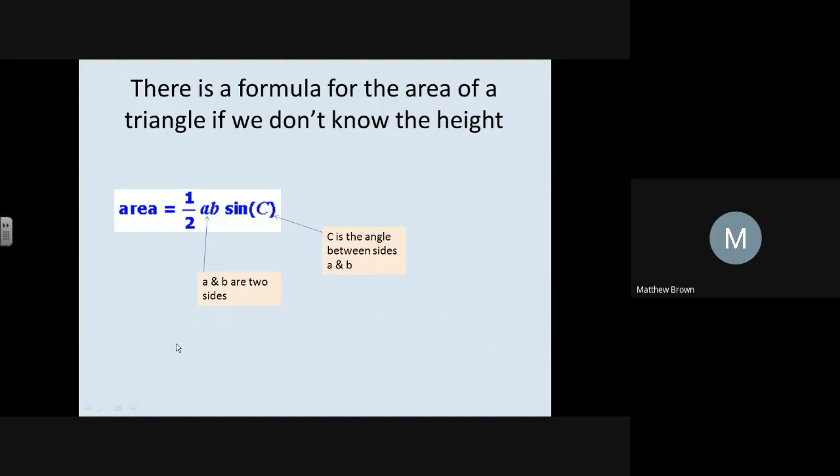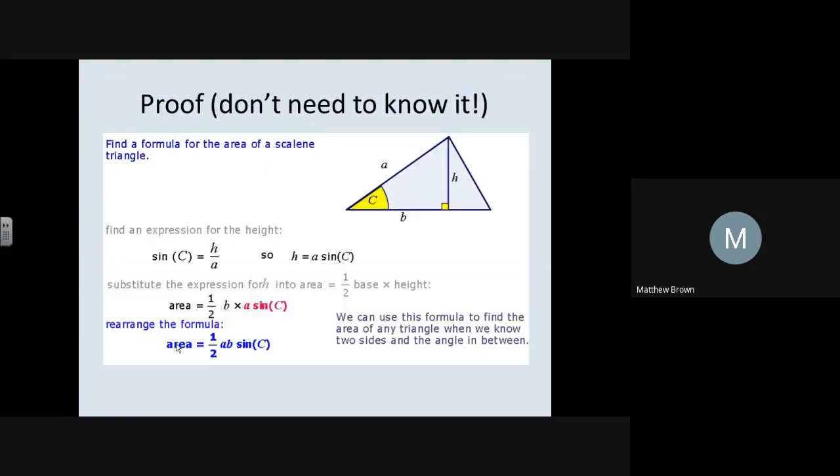Okay, and there's a proof which actually isn't particularly difficult, but you don't need to know the proof. But there's a proof on this slide here of where that formula comes from. So you can see we've got A and B here, C is in between them. So if you want to pause it and have a look at that proof, you can do.